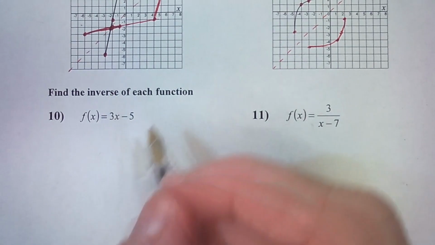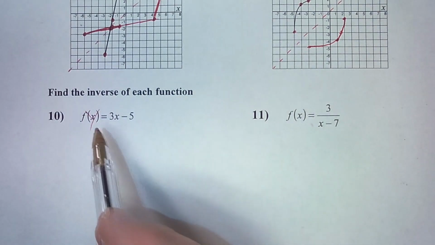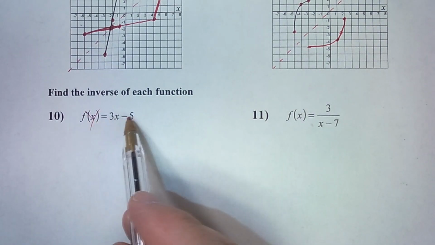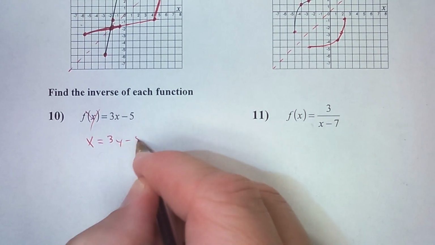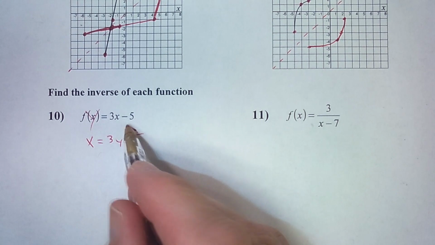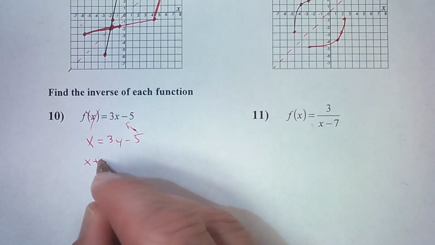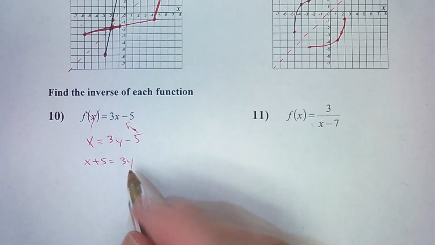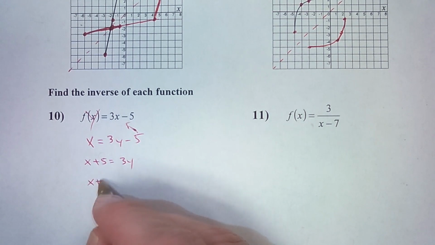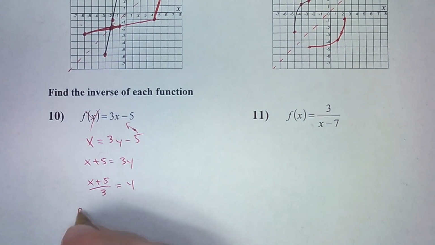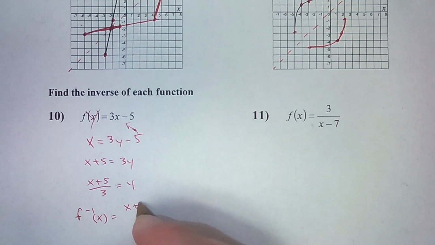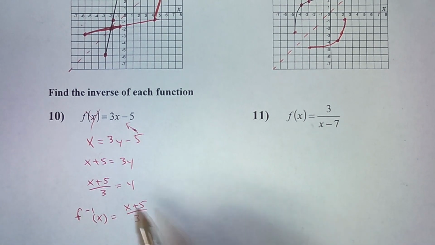Okay, now find the inverse algebraically. So f of x, that's the same as y. And to find an inverse, I switch the x and the y. So x equals 3y minus 5. So I'll add that 5. X plus 5 equals 3y. And divide by 3. X plus 5 over 3 equals y. So f inverse of x equals x plus 5 over 3. So this is my inverse.